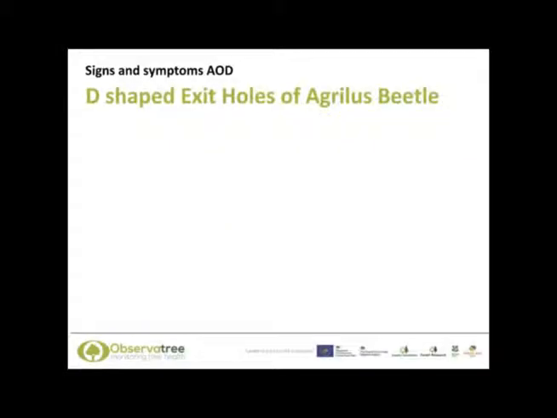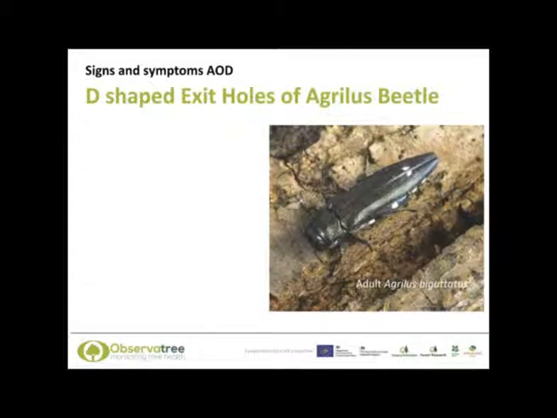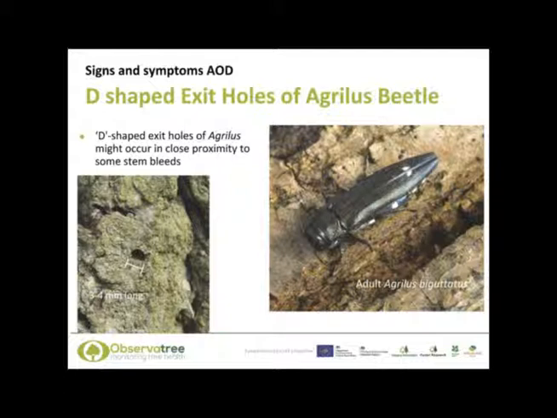As I mentioned before, there is a possible relationship between a native beetle, Agrilus bigottatus, and the disease of AOD. Well, here is the beetle. You probably won't actually see the beetle itself in the field, as it is elusive and it's a canopy dweller. So it would come out of its hole and scuttle up to the canopy. However, you may see the exit holes, which are characteristically D-shaped, and these are very common on AOD sites.